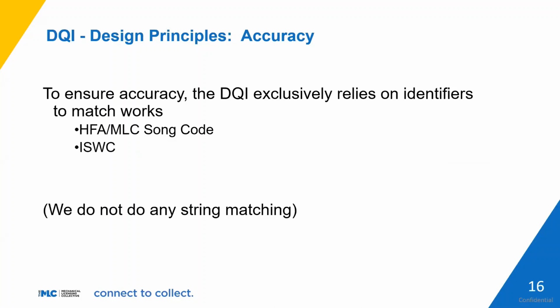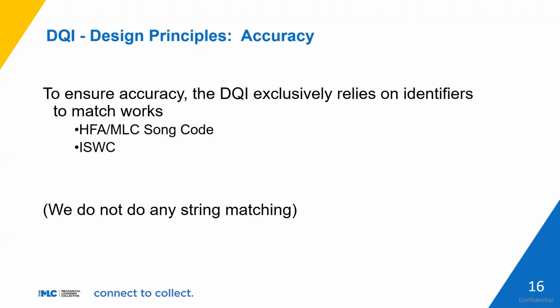So one of the really key principles about an initiative that calls itself the Data Quality Initiative is that it has to be accurate. It is no good providing you a discrepancy report that is wrong. That is not helpful. So one of the very key principles is that we rely at the moment exclusively on work identifiers, and the two work identifiers that we use are the HFA song code, which will be known to many people on the webinar as the HFA song code. That is the same thing as the MLC song code.